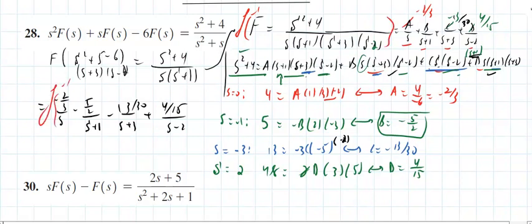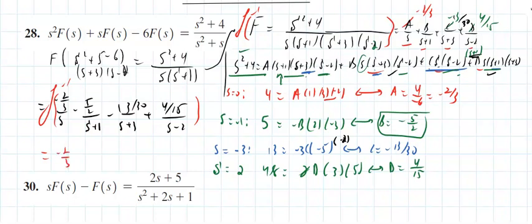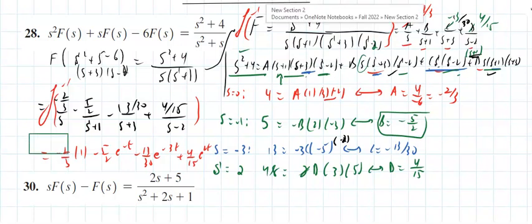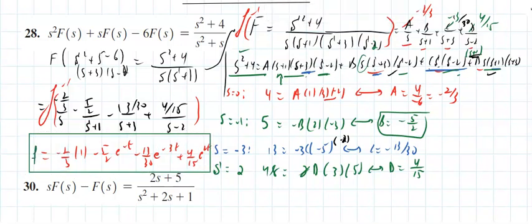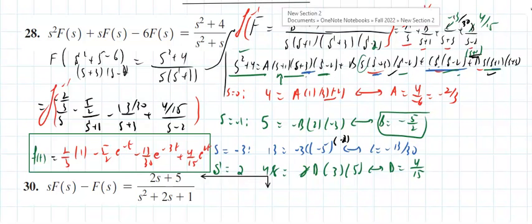That would be the inverse Laplace transform. That is -2/3 times 1, minus 5/2 times e to the -t, minus 13/30 e to the -3t, and 4/15 e to the 2t. F of t equals this mess. And that's the solution to this problem.